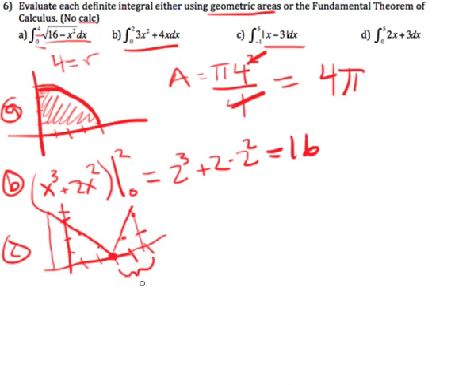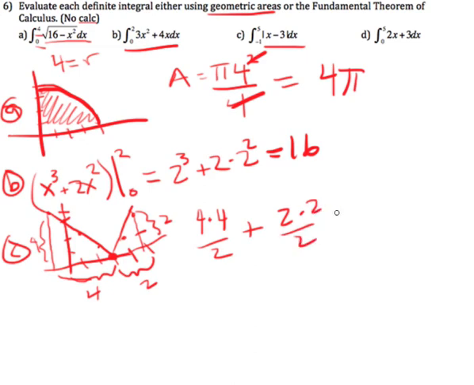Well, that distance right there is 2. That distance is 2. Sorry, that whole distance right there is 1, 2, 3, 4. And that distance right there is 1, 2, 3, 4. So really, we just got two triangles. The area of a triangle is base times height divided by 2. So that first triangle, we're going to have 4 times 4 over 2, plus this triangle here, which is going to be 2 times 2 over 2.